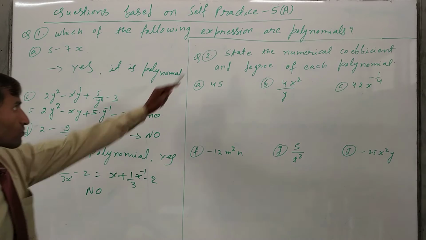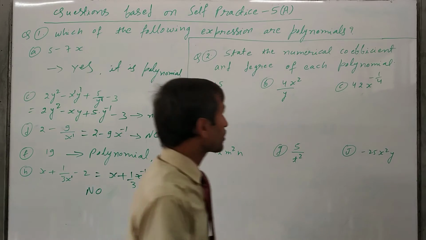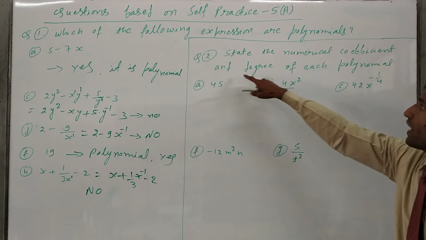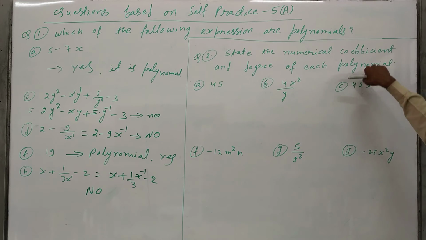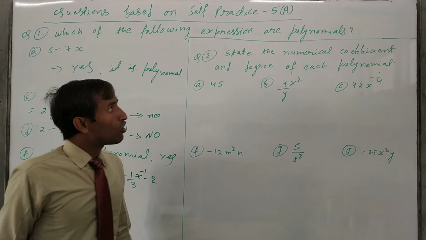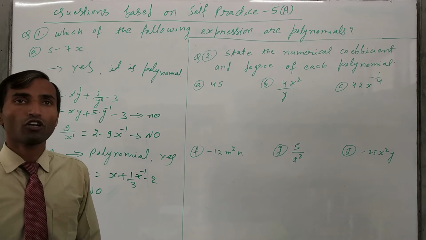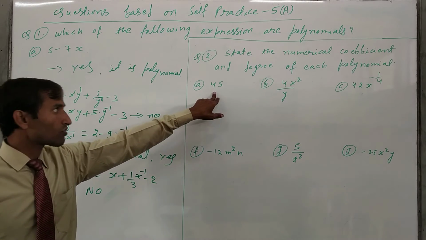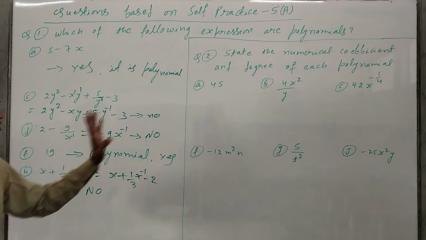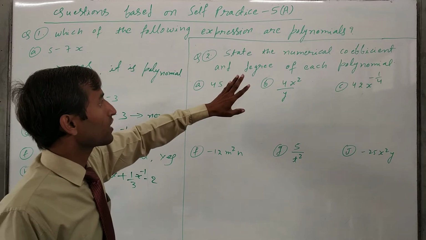Next, we have to do question number 2. Just read question number 2: state the numerical coefficient and degree of each polynomial. So in this question we have to find the coefficient as well as the degree of the polynomial. This one is again a polynomial, because as already explained, 19 is a polynomial. A constant value is also a polynomial.